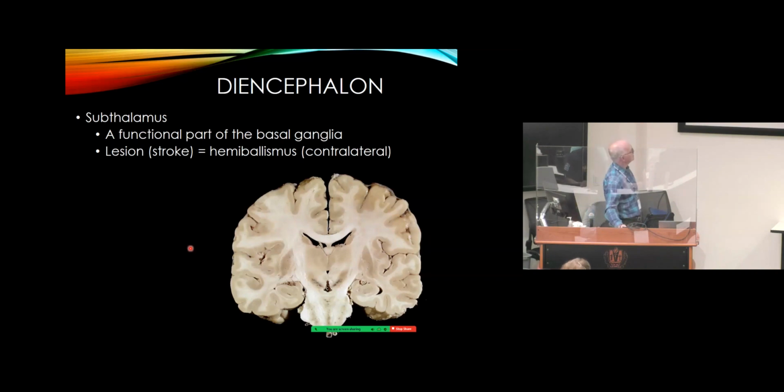Okay, and then the other part of the diencephalon we've already talked about, the subthalamic nucleus. It's part of the basal ganglia circuitry, but it's also part of the diencephalon. So remember, you get hemiballismus with a lesion there.